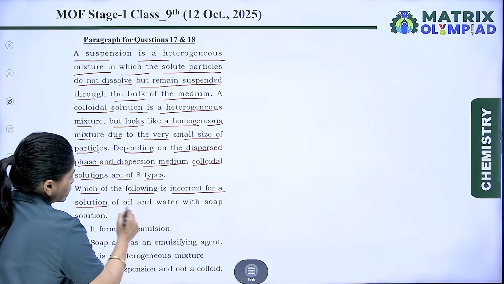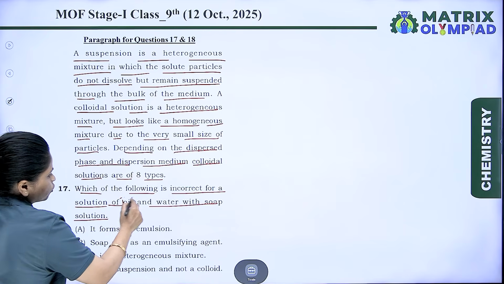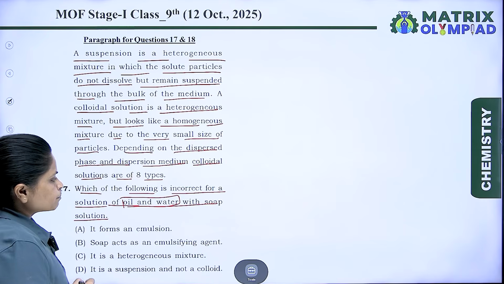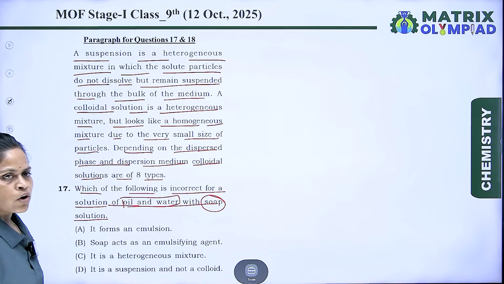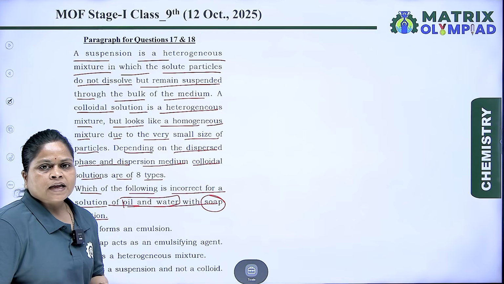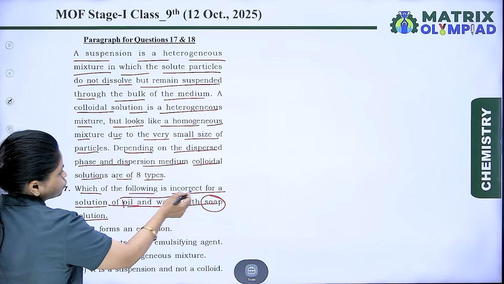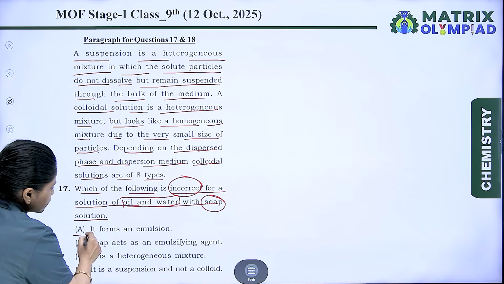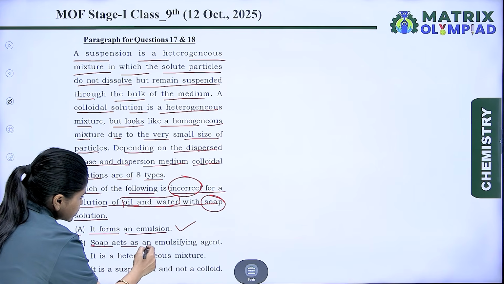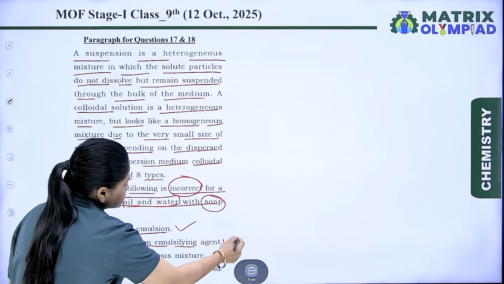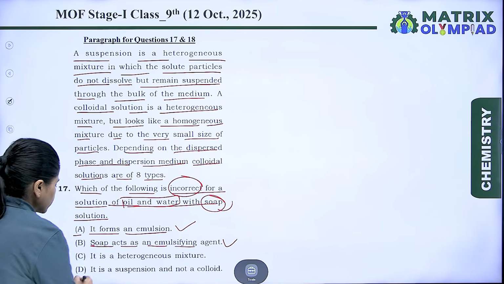Consider a solution of oil and water with soap solution. As we know that oil and water are immiscible with each other, but if we mix some amount of soap solution, it becomes an emulsion. So, let's check the options. We have to choose the incorrect one. A. It forms an emulsion. Yes, this is correct. Soap acts as an emulsifying agent. Yes, here soap acts as an emulsifying agent.